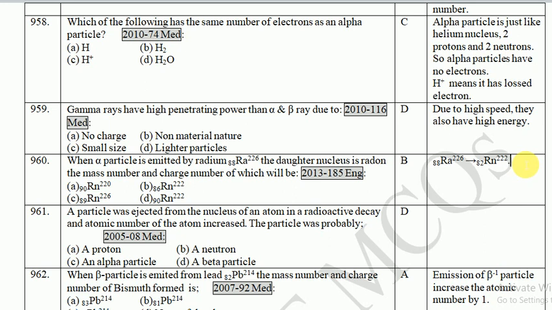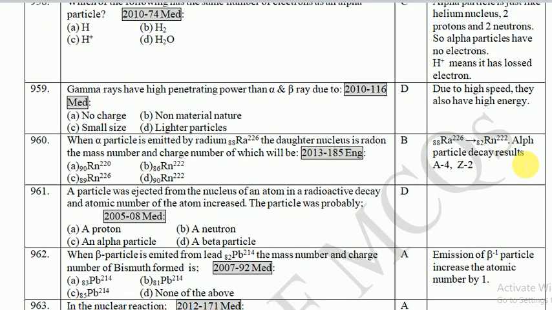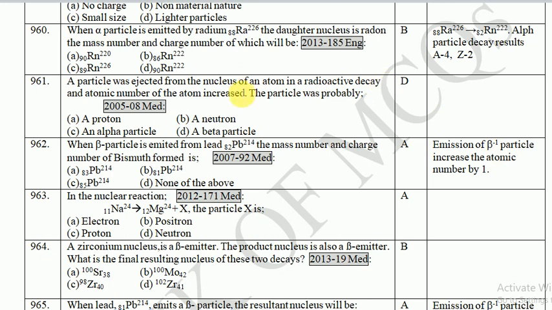Now we can also say that alpha particle decay results in A minus 4 and Z minus 2. So in alpha particle decay, A is decreased by 4 and Z is decreased by 2. A particle was ejected from the nucleus of an atom in radioactive decay and the atomic number of the atom is increased. So as the atomic number is increased, the particle was probably a beta particle.